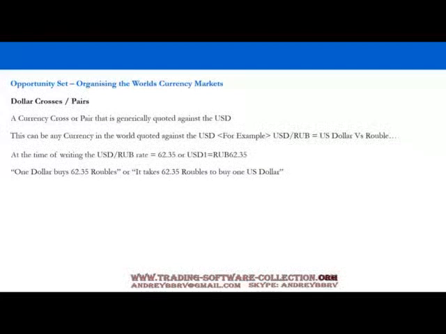So the currency cross or pair that's generically quoted against the US dollar is called a dollar cross. And that can be any currency in the world. So let's have a look at one now. The Russian ruble, for example. At the time of writing, the Russian ruble was 62.35 to the US dollar. And the way you read that is $1 US equals 62.35 Russian rubles. So $1 buys 62.35 rubles, or it takes 62.35 rubles to buy $1 US.